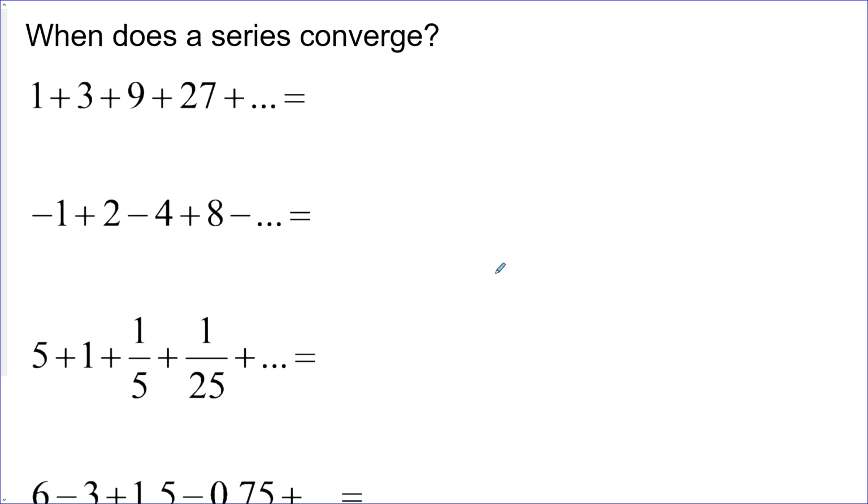We need to figure out when a series converges and when it diverges. If it diverges, then the sum is infinite. We can't calculate it. We're not really interested in those. We're interested in which ones converge, and therefore which ones we can find the infinite sum for. So 1 plus 3 plus 9, this one, if you graph it or if you try to add this up, it diverges. And the R value here is 3.